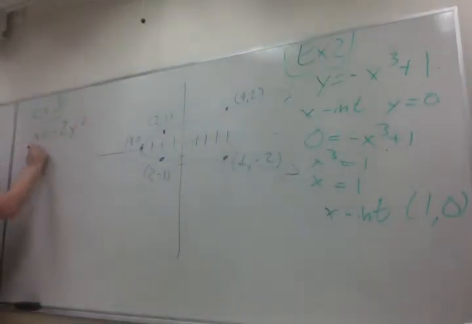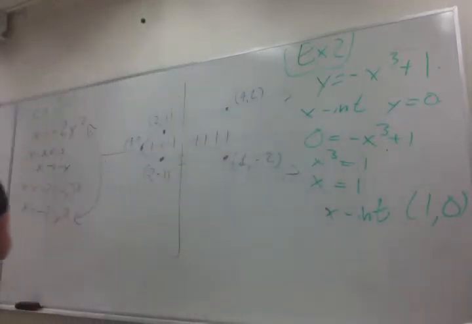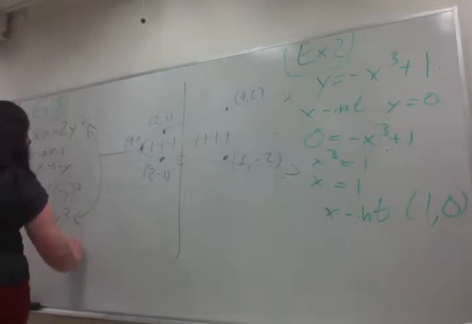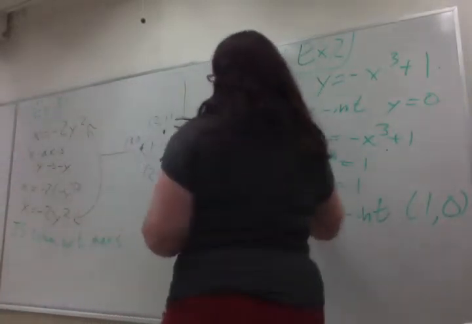First I'm going to test for symmetry with respect to the x-axis. Here I'm going to replace y with negative y. When I do that, I get negative 2 times negative y squared. Negative y times negative y gives me y squared, right? A negative number squared gives you a positive result. This equation is the same as the equation we started with, which means this one is symmetric with respect to the x-axis. This thing does have x-axis symmetry.